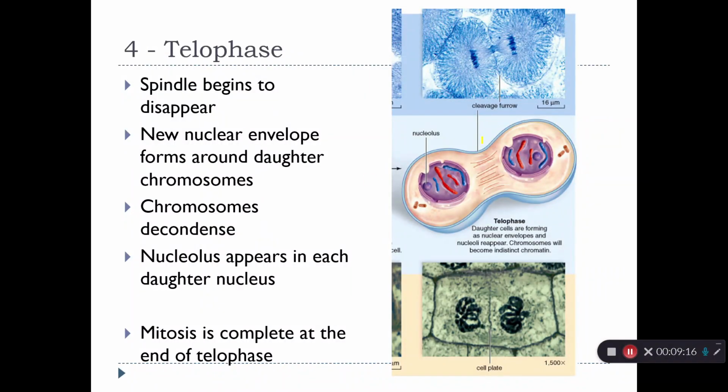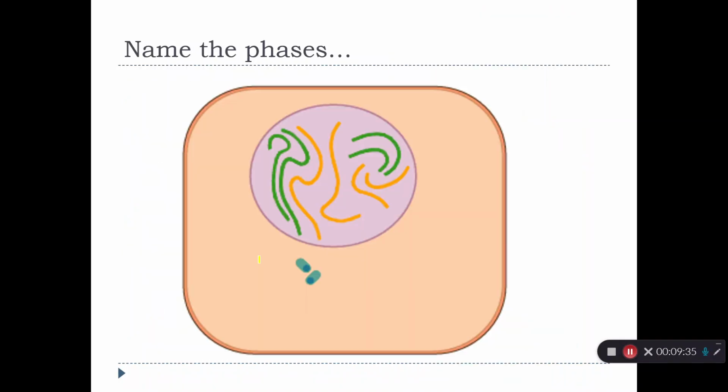And then telophase, you can see right here the cleavage. It starts to show right here. Spindle fibers begin to disappear. See, and this is like the opposite of prophase. In prophase, the spindle fibers appeared. Now they're disappearing. Mitosis is complete at the end of telophase.